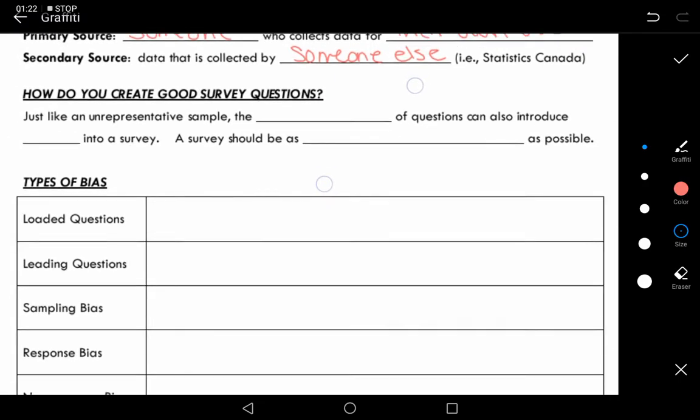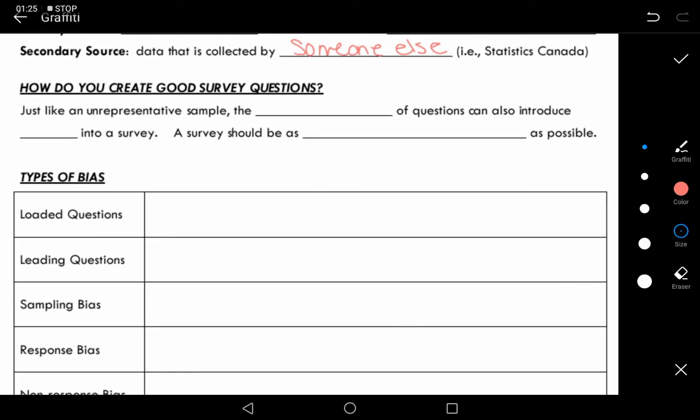Okay, so how do you create good survey questions? Just like an unrepresentative sample, the wording of questions can also introduce bias into our survey. So a survey should be as free from bias as possible. The reason for that is that we can't really guarantee that we're going to have no bias in our surveys, right? So our goal is to make it as free from bias as possible, but we know that there probably is going to be some bias in there.